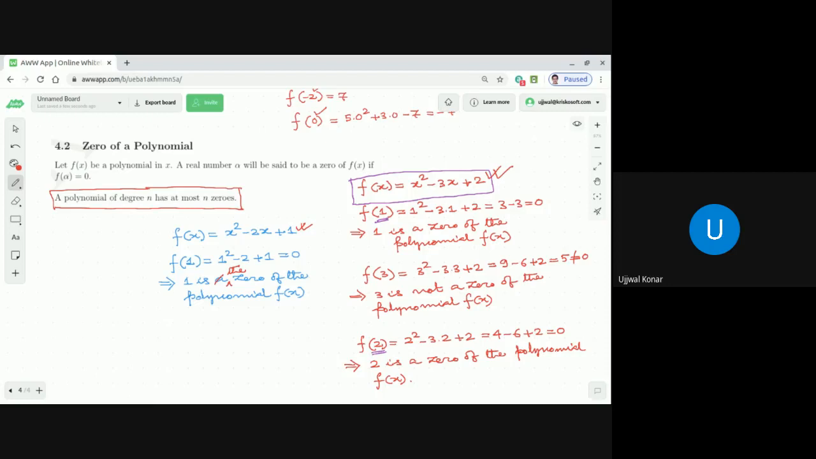That means a polynomial of degree 1 can have 1 zero. A polynomial of degree 2 can have a maximum of 2 zeros. A polynomial of degree 3 can have a maximum of 3 zeros. A polynomial of degree 4 can have a maximum of 4 zeros, and so on.